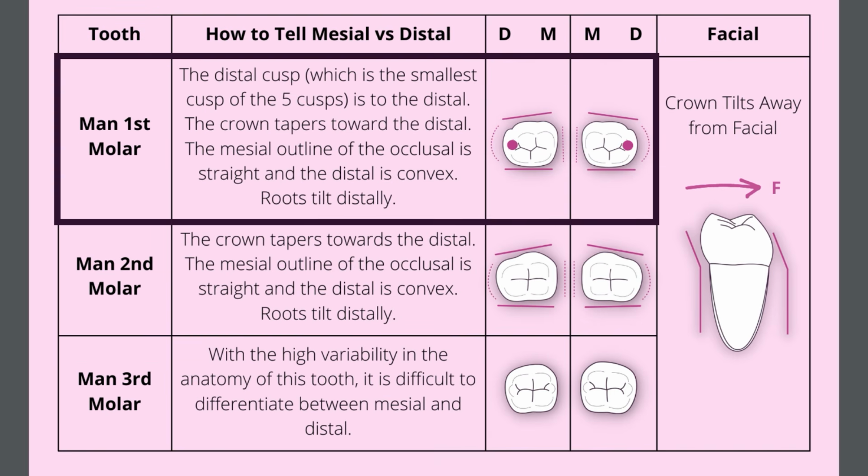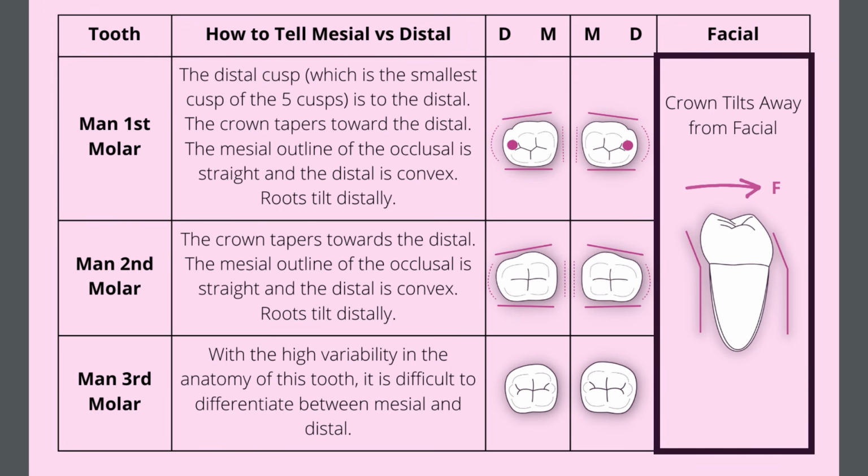For the mandibular first molar, look at the cusps to determine mesial versus distal. The smallest cusp is the distal cusp, positioned on the distal side of the tooth. Other ways of determining mesial versus distal for the mandibular first molar is the crown tapers towards the distal. The mesial outline from the occlusal is straight, while the distal outline from the occlusal is convex. Additionally, the roots tilt distally.